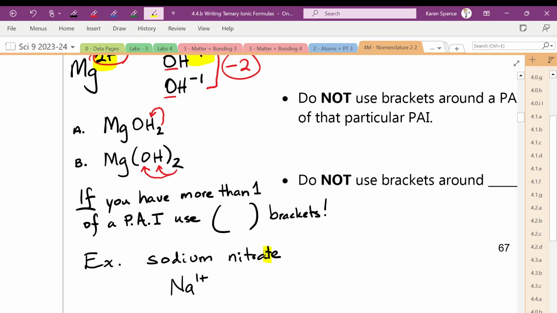When you see the ending ate, do you look on the periodic table or the polyatomic ion table? Up here, please. When we have an ate ion, do we look on the periodic table or the polyatomic ion table? Polyatomic ion table.